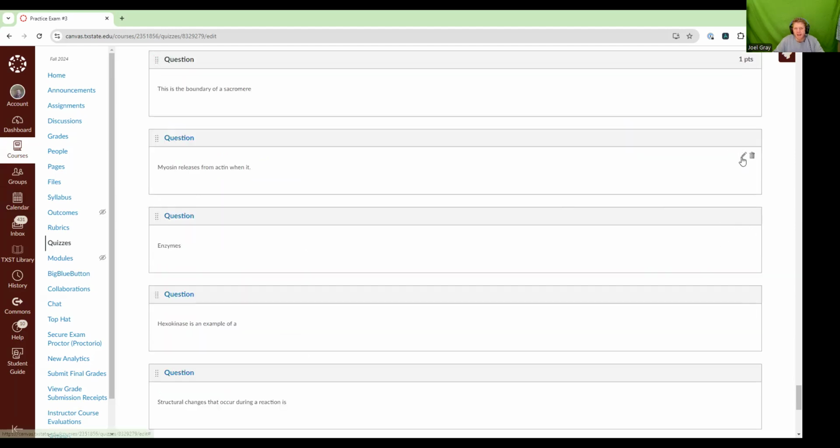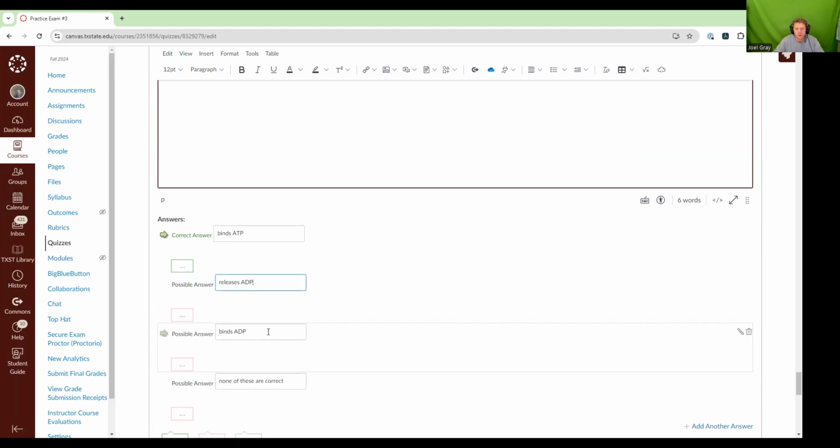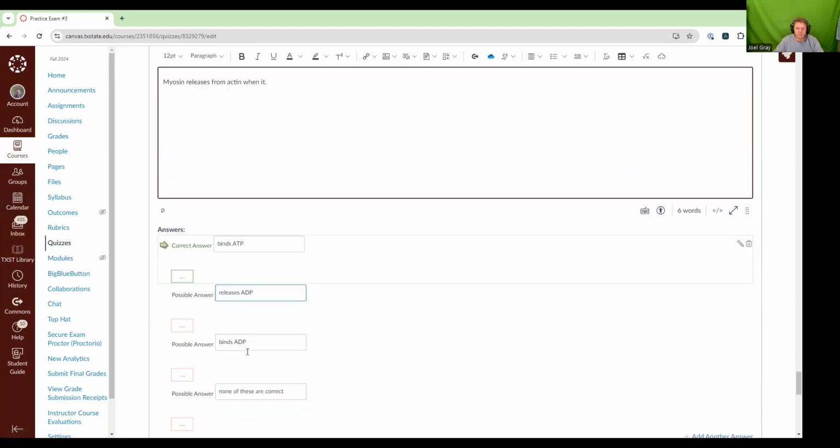Myosin releases from actin when it binds ATP, releases ADP, or binds ADP. The correct answer is that whenever myosin binds to ATP, then it can release from actin.